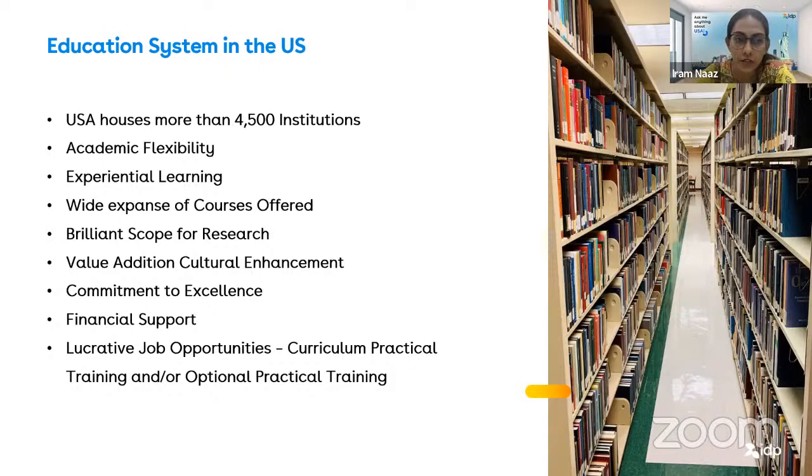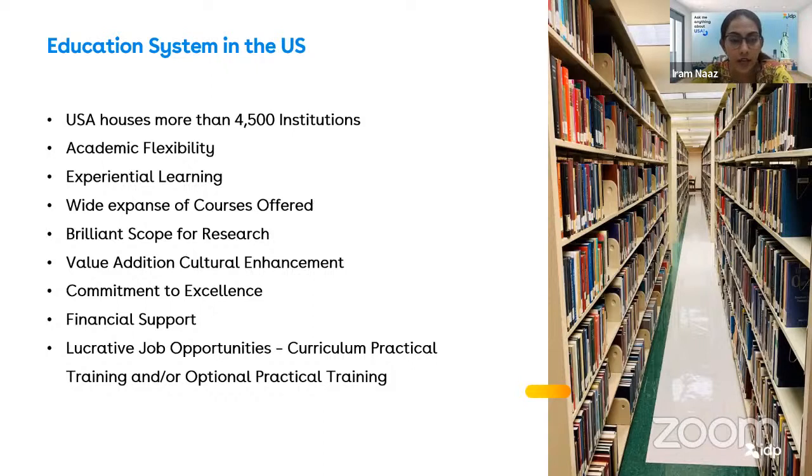Brilliant scope for research, value addition, cultural environment. So the cultural environment is very good, and students from different backgrounds come to one place in the USA to study. There are students from the East region, from Egypt, from China, and from Africa. So people from all cultures go to the USA to study.